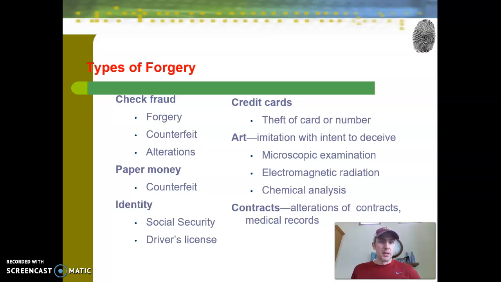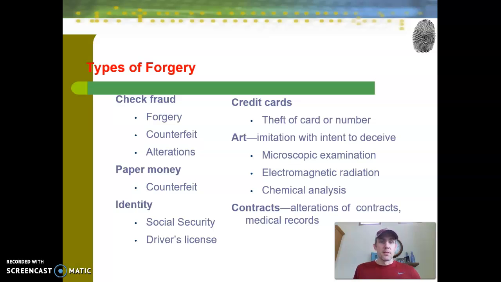Some common types of forgery include paper money. We're going to be watching a video later in the unit about how the United States tries to protect its money from forgeries, also called counterfeiting. Identity, people may try to assume the identity of someone. You may have heard that in the news. They could try to steal your social security number, your driver's license.